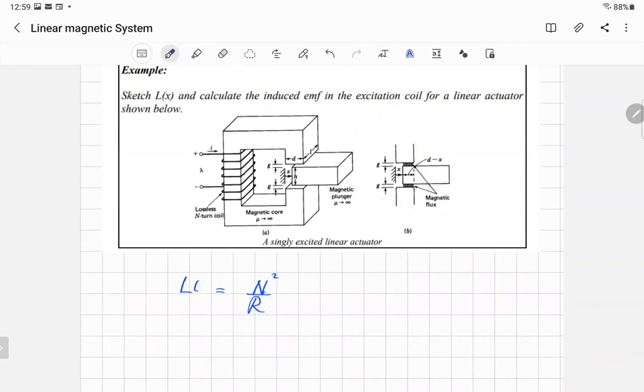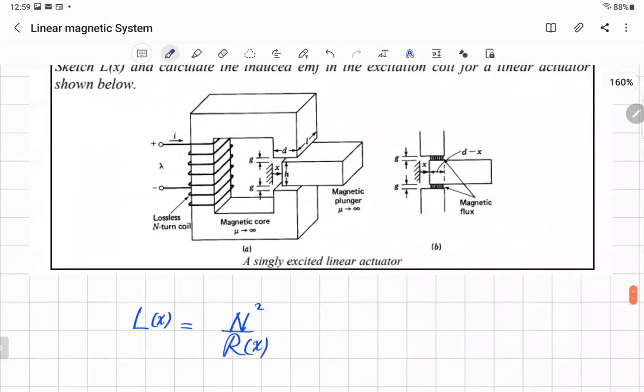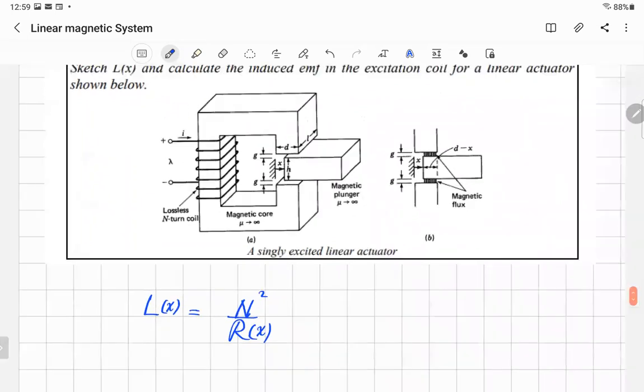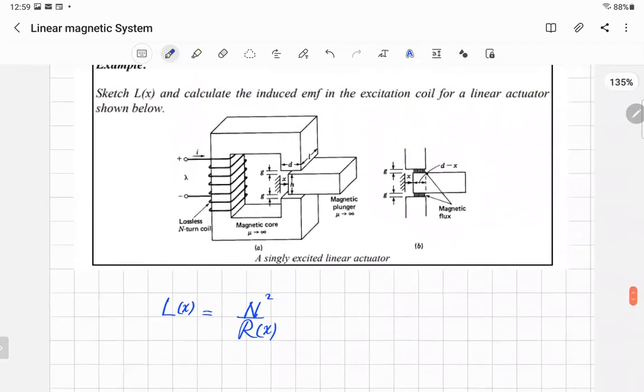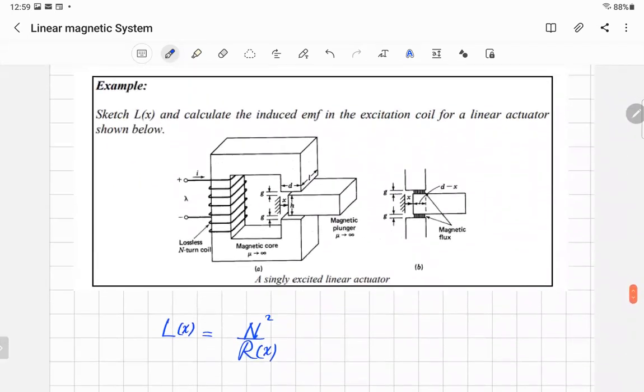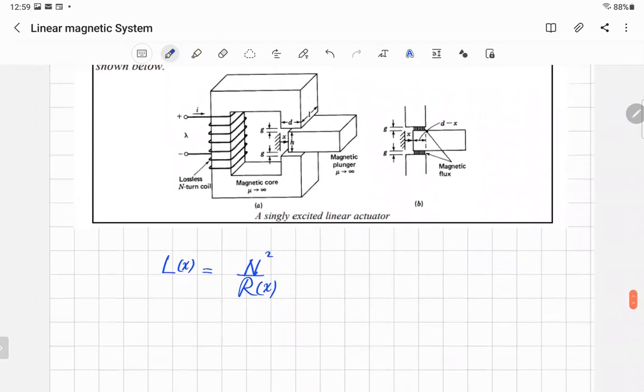And L here is a function of X. Obviously, N does not change, it's fixed. So what changes with X? The reluctance. And that's the air gap here. We call it G, the length of the air gap, G in the top, G in the bottom. They are both, I mean, it's X like our X.